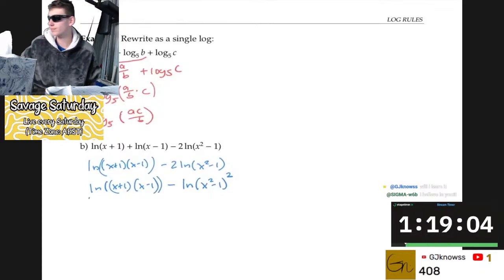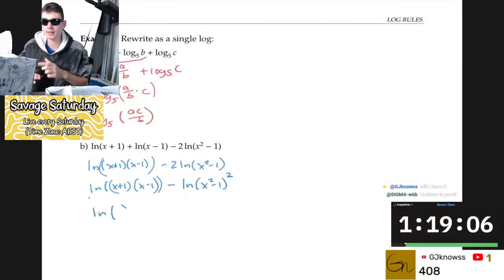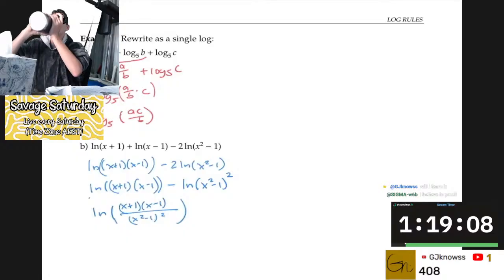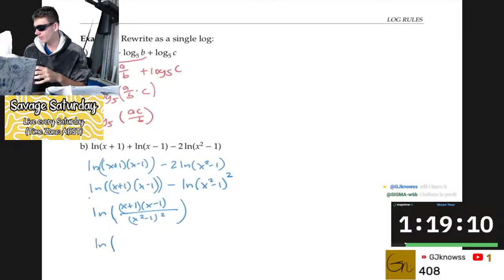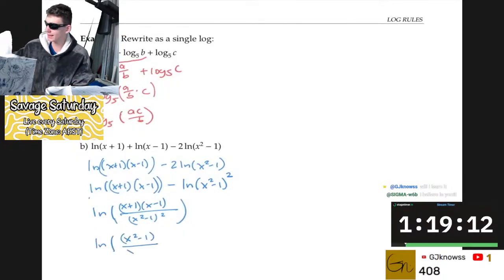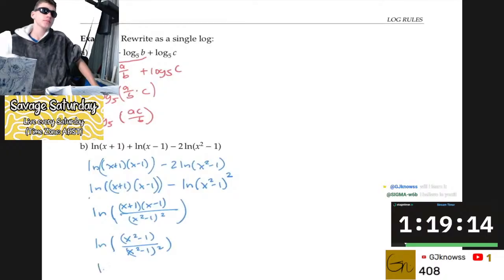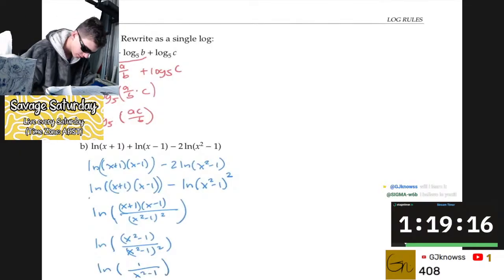Now I have a straightforward difference of two logs, which I can rewrite as the log of a quotient. I can actually simplify this some more. Since x plus 1 times x minus 1 is the same thing as x squared minus 1, I can cancel factors to get ln of 1 over x squared minus 1.